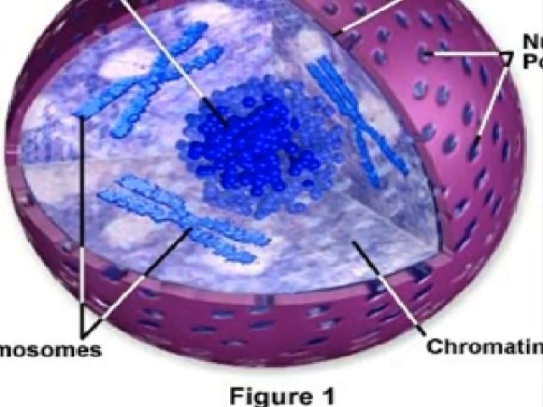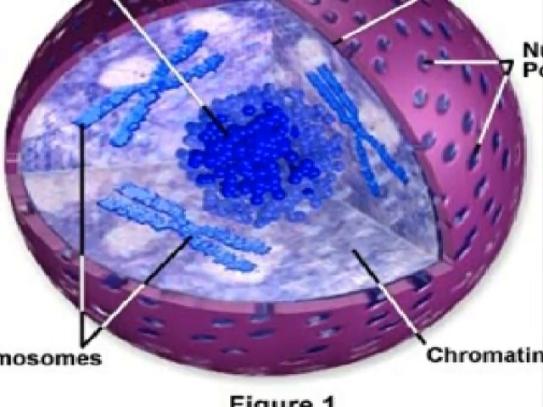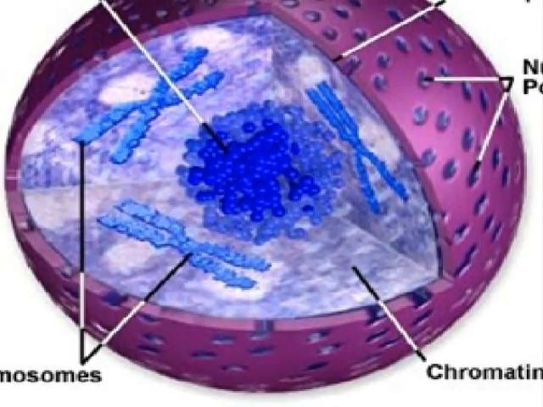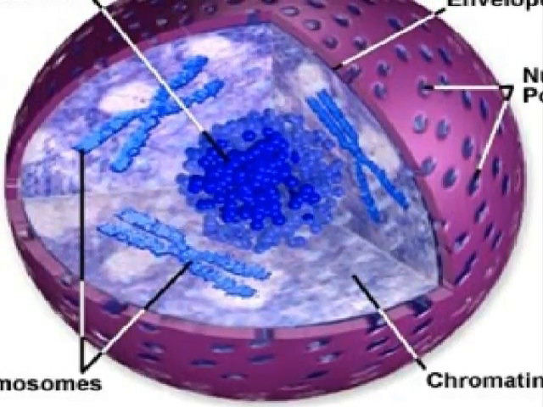Coming into the nucleus, we must first enter through the nuclear envelope. The envelope is perforated with pores that allow transport in, through, and out of the nucleus.